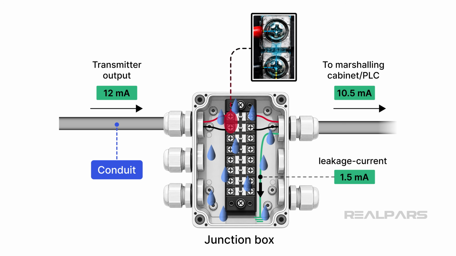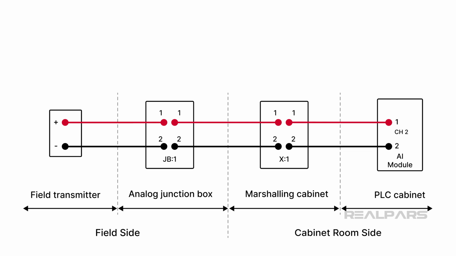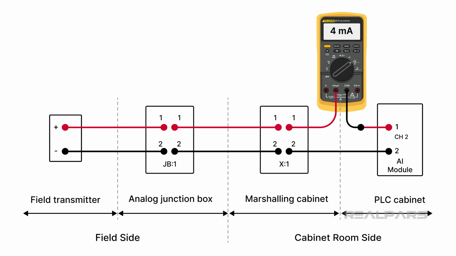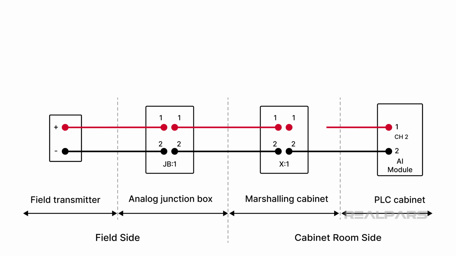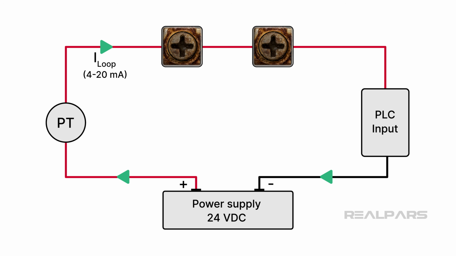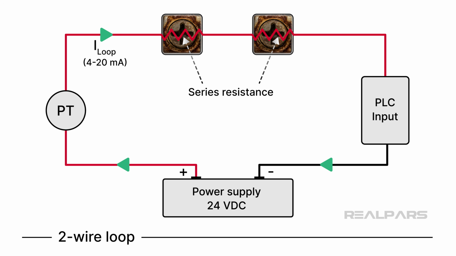The PLC happily receives less current than the transmitter is actually producing. To verify this condition, measure the current in series at the marshalling panel, right before the PLC module, and compare it directly with a field current measurement. On a side note, terminal corrosion can introduce unwanted series resistance into the two-wire loop. Interestingly, the transmitter compensates for this increase in loop resistance, keeping the loop current stable, so you might not notice the issue until it becomes catastrophic.